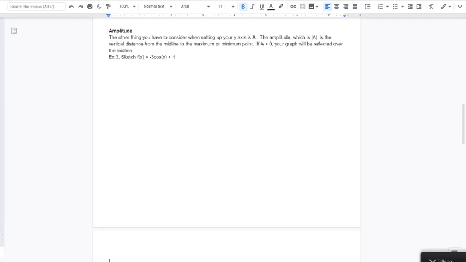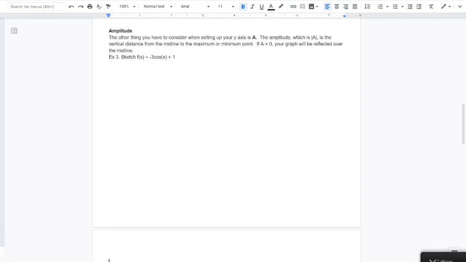For one, the sign of it. If it's positive, that means our graph won't be reflected. So if A, the number in front of sine or cosine, is positive, for sine we're still going to start at the middle and go to the max. For cosine, we're going to start at the max and go down.